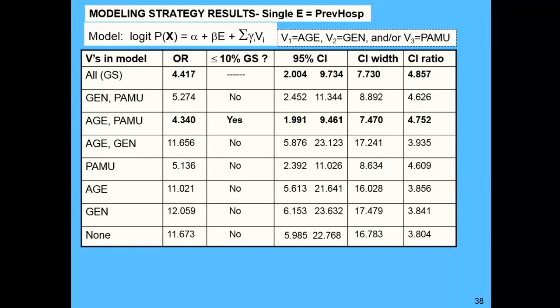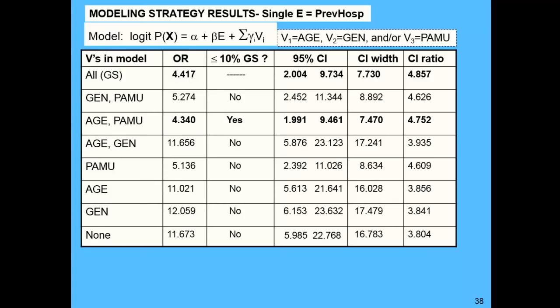Okay? And this is, we've been talking about modeling strategy, and there are basically three stages: variable specification, interaction assessment, confounding with precision. Confounding essentially followed by precision. And we spent most of the time last class illustrating this strategy with this MRSA data set where the exposure variable was previous hospitalization, the outcome was whether somebody had MRSA or not, and there were three control variables: age, gender, and PAMU.